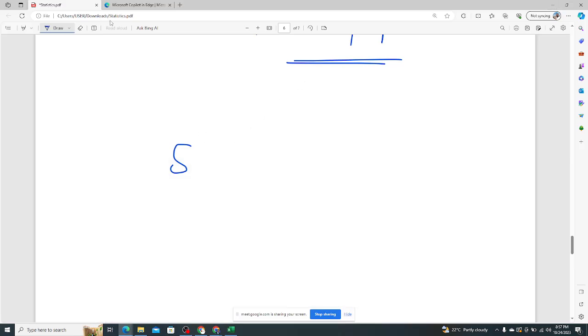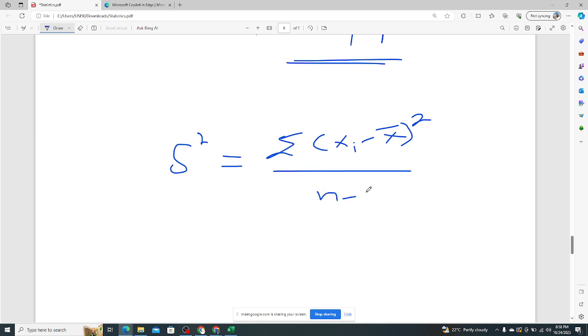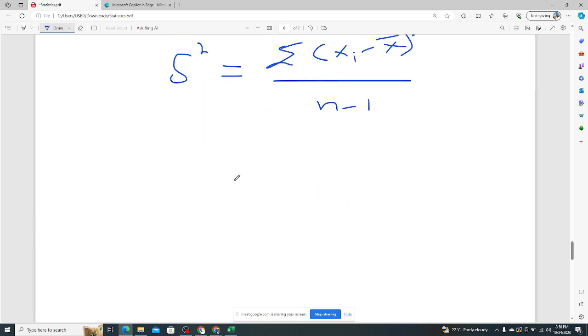Okay, so if we are now to calculate the sample variance, we'll say it is the summation of xi's minus x bar squared, then we divide by what? N minus 1. So from our example, we know that n minus 1 will be equal to 50.